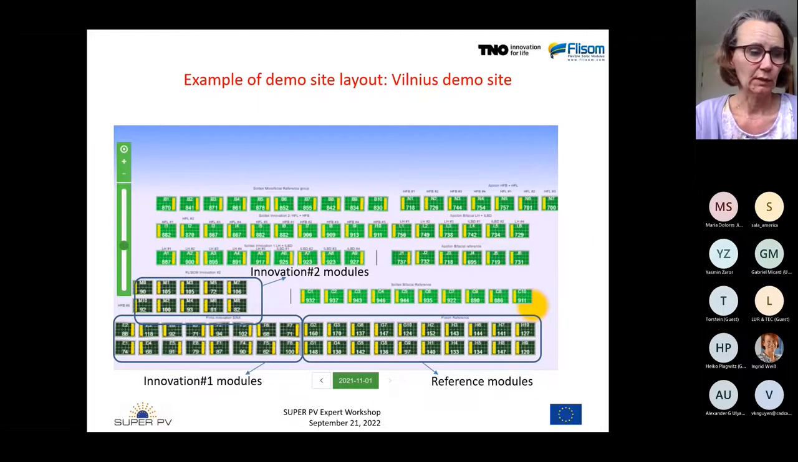The following slide shows an example of a demo site, in this case Vilnius, in a schematic way, where more than 100, I believe it's 105 solar modules are placed and monitored in this project. The modules on the bottom and on the left in the dark blue shapes show the modules and the positions of the reference here on the bottom right, and the innovation modules of Vlissingen. And all modules are monitored constantly and on a daily basis. And we can check the performance of the modules compared to one another and to the other configurations.